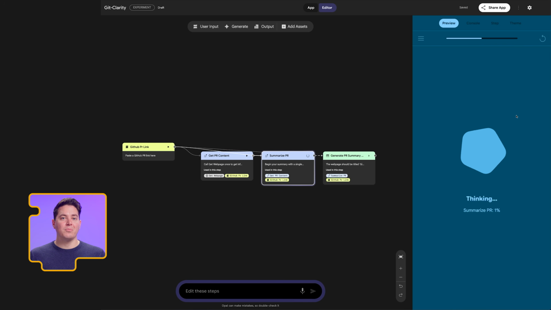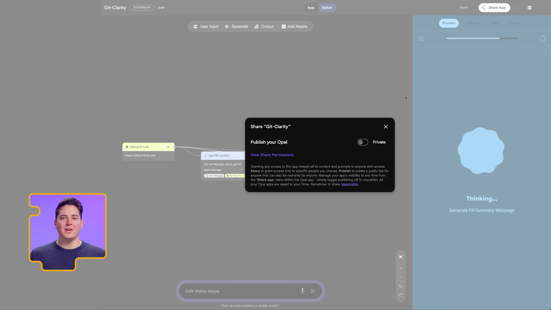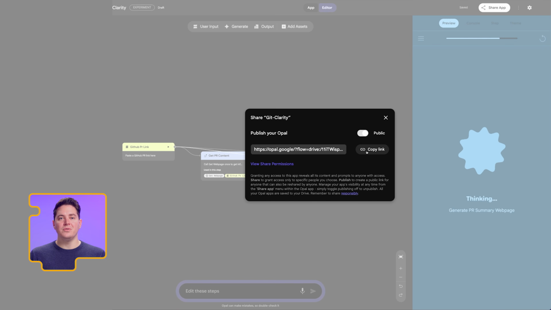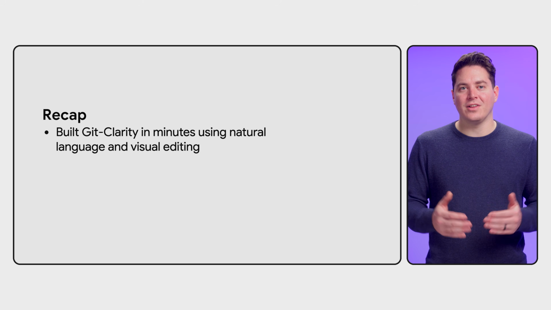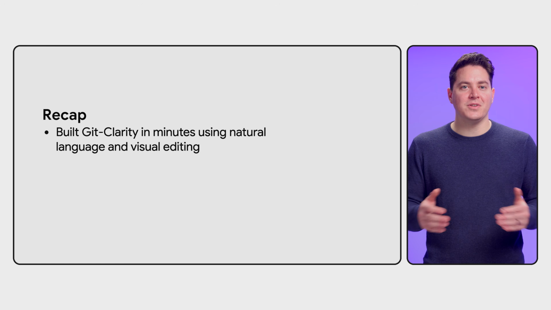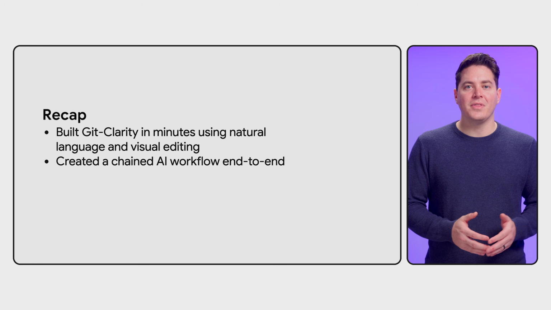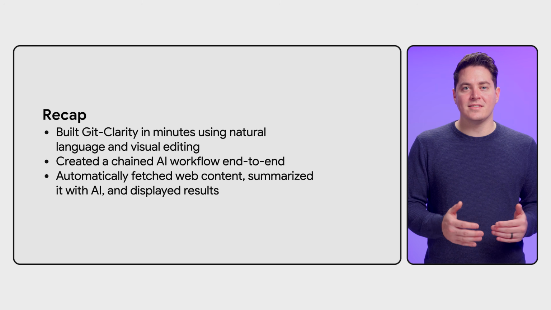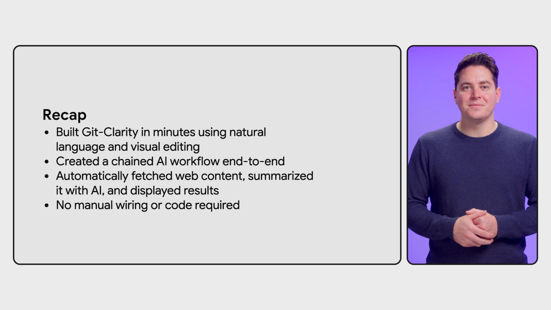When you're happy with your prototype, you can click the Share button. Opal generates a public URL that you can use to share with your team. And here it is live. You can think of Opal as a place where you explore, experiment, and validate AI workflow ideas before committing to production builds. In just a few minutes, we built Git-Clarity entirely through natural language and visual editing, a chain system that fetches web content, processes it with AI, and displays the results.